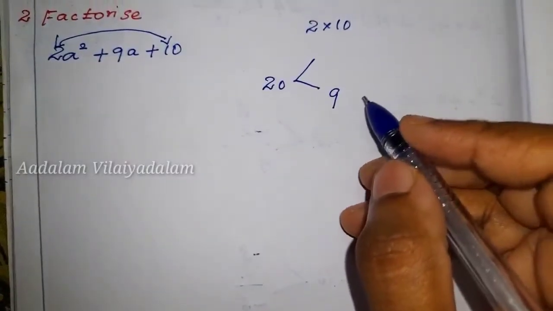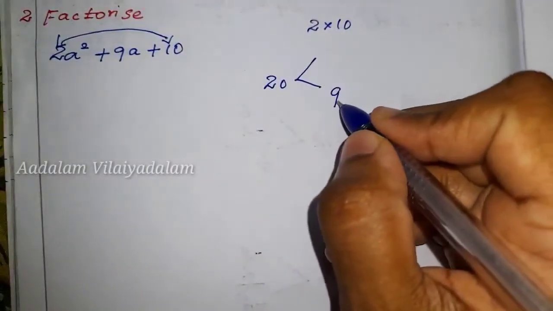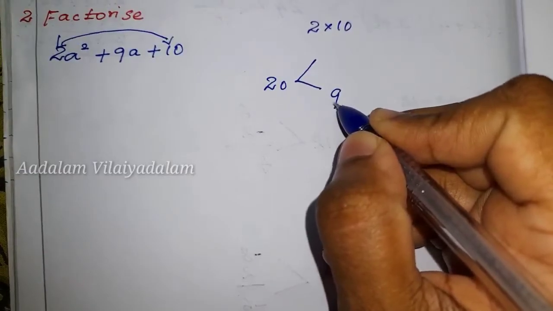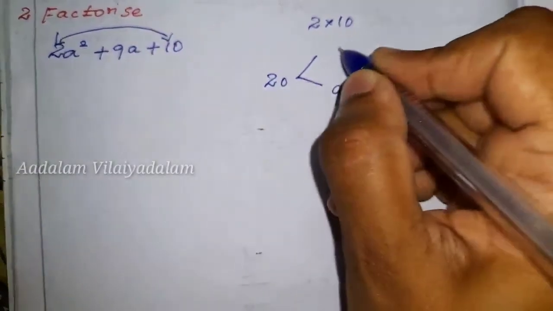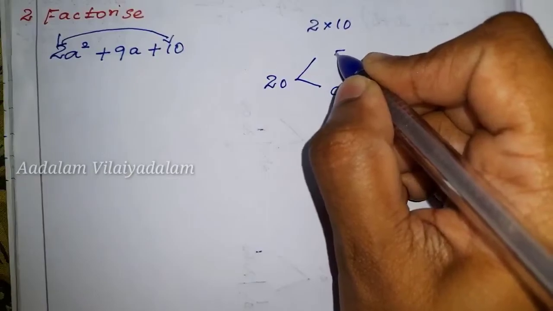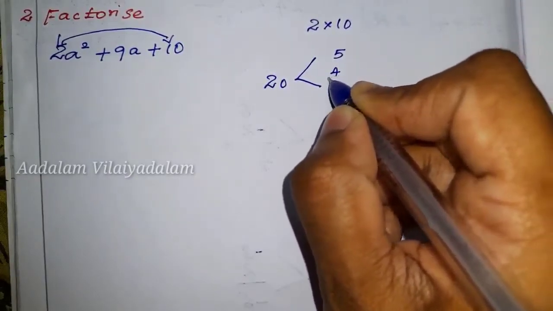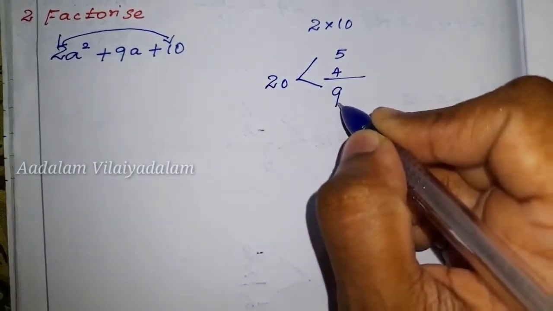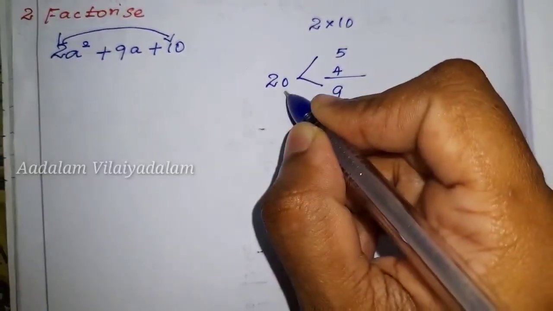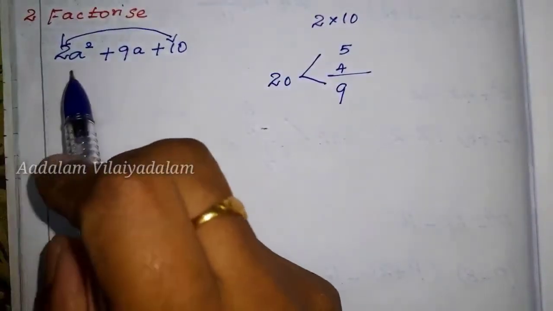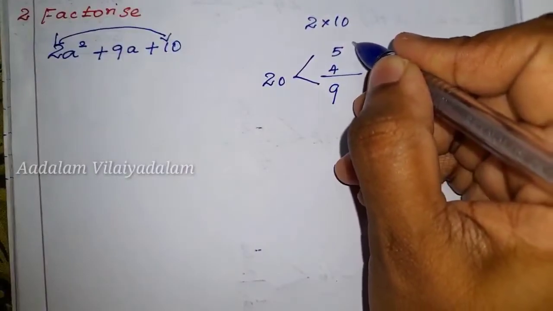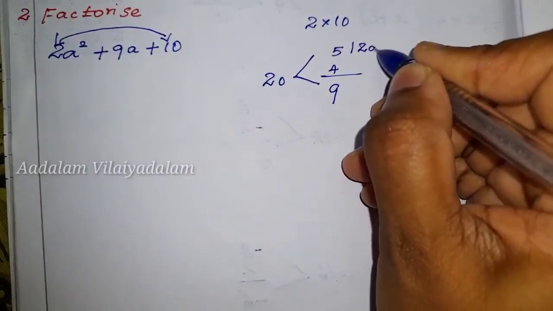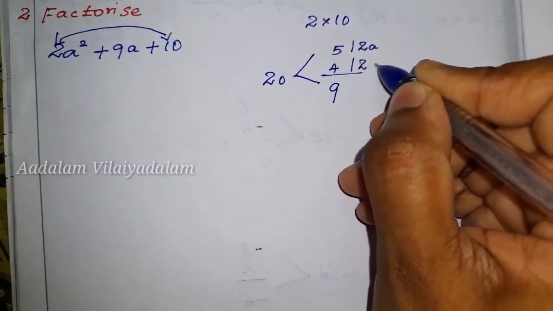Now identify the factors. The sum of the factors is 9. The product should be 20. So the factors are 5 and 4. That is 5 plus 4 is 9, and 5 times 4 is 20. Here the coefficient is 2a. Therefore, we divide by 2a. Here also we divide by 2a.